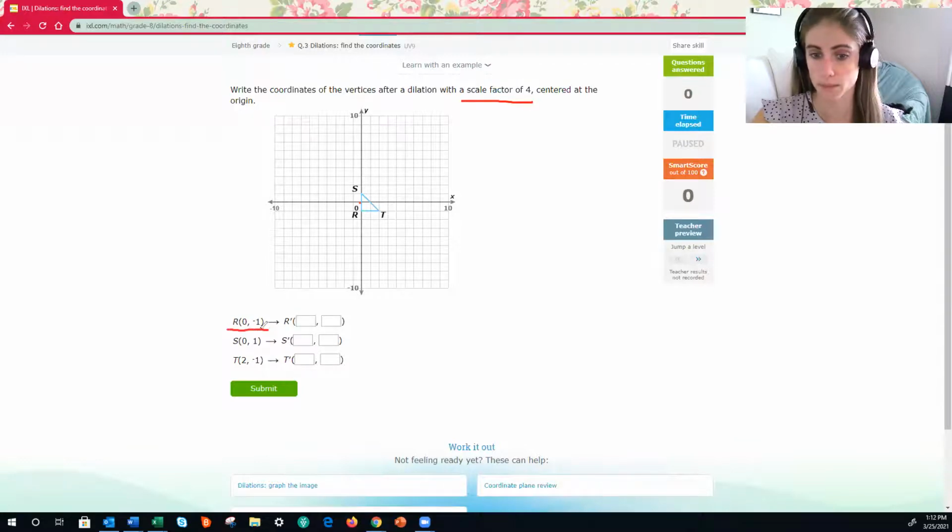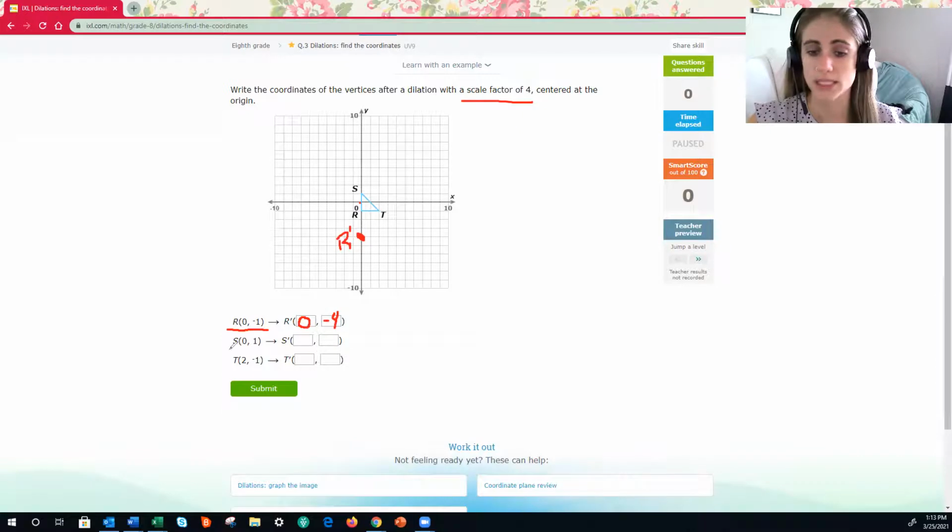Let's look at point R. Our x value is 0. So what's 0 times 4? Still going to be 0. Now we also need to multiply our y value by 4, which is -1. What's -1 times 4? -4. And let's go ahead and graph this point so that we can see visually the enlarged image. So 0, -1, -2, -3. So right here. Oh, oops. Oh no, we're good. It becomes our R prime.